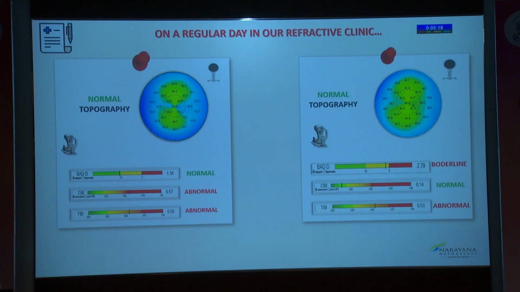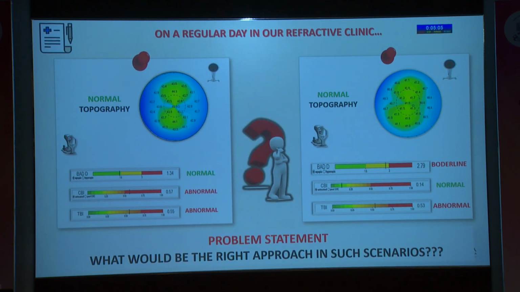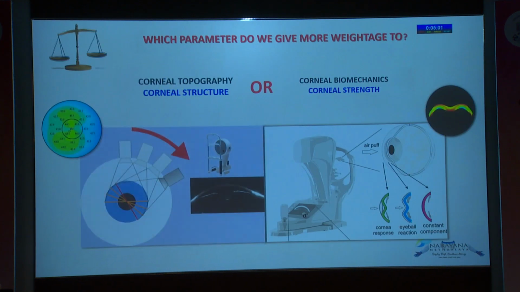Here are a few more case scenarios that may present to us. The first one with a normal tomography, but an abnormal biomechanics and abnormal TBI, and the second one with a normal topography, borderline bad D, normal biomechanics and abnormal TBI. What do we do in such case scenarios, and how do we proceed further? So which parameter should we give more weightage to?